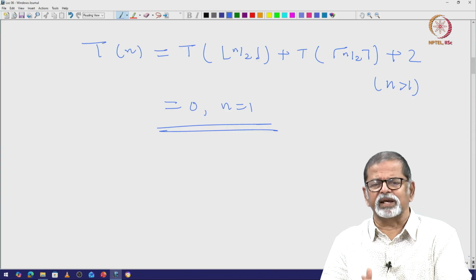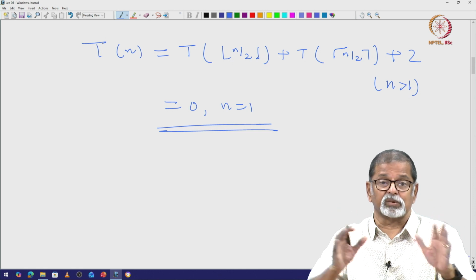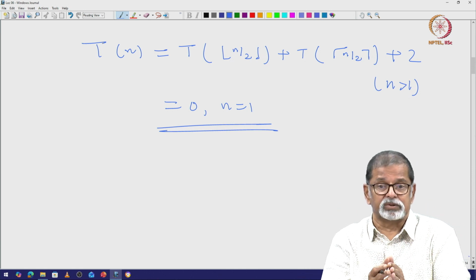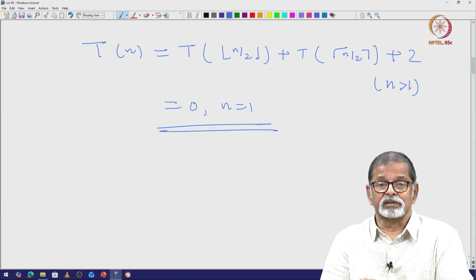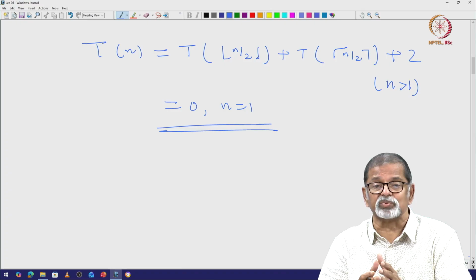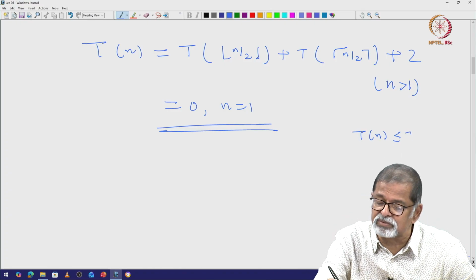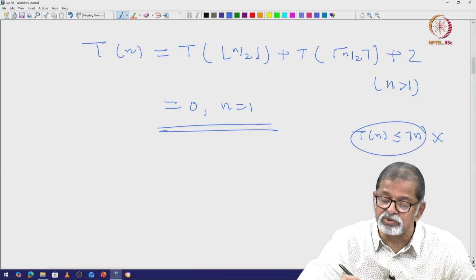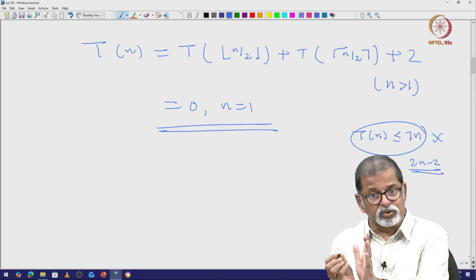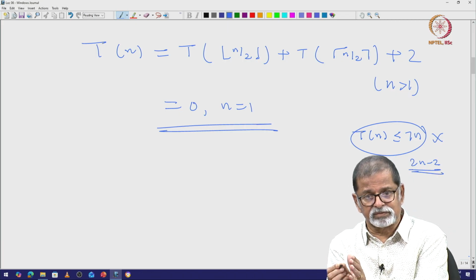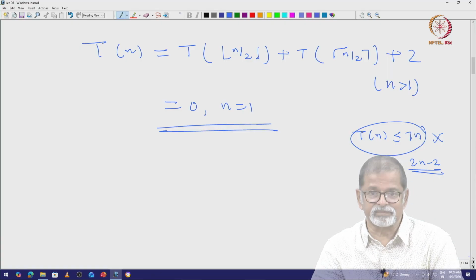Let us say I prove that T of n is less than or equal to 7n. It could be any value. It could be 6n. It could be even n. This information is not useful, getting a bound. For example, if I show that T of n is less than or equal to 7n, this is useless to compare with a 2n minus 2 algorithm. I have a 2n minus 2 algorithm, but to compare this I have to solve exactly.